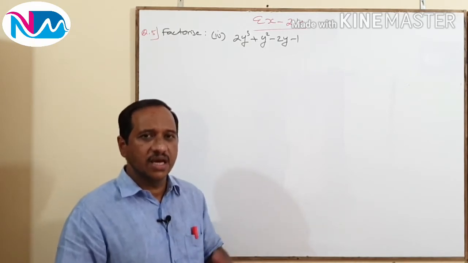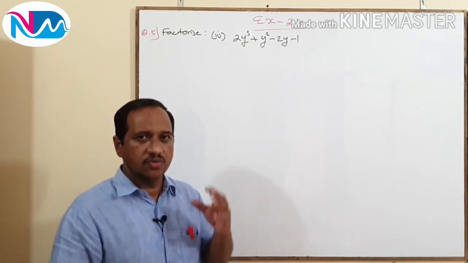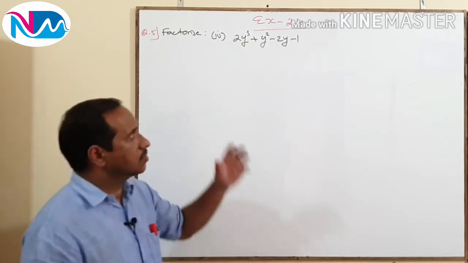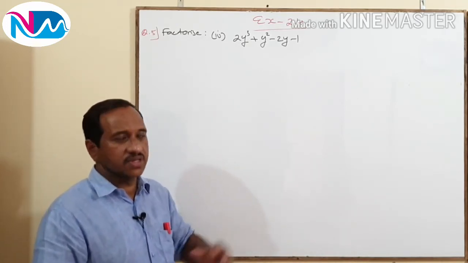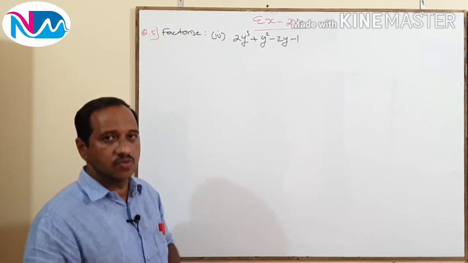So let us see how to proceed with the factor theorem. Here first of all we write all the possible factors of the constant term, that is 1.